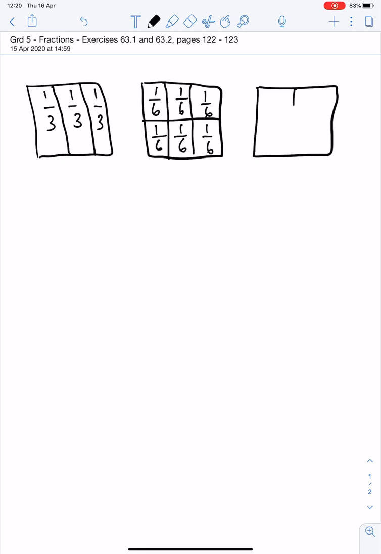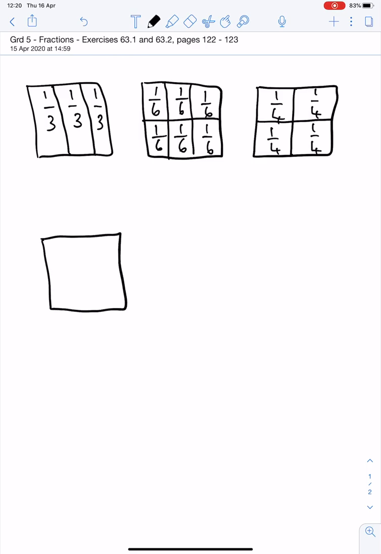And the last one is divided into 4 equal parts. So we have 1 out of 4, 1 out of 4, 1 out of 4, and 1 out of 4. Now, most of these diagrams wouldn't help the children to share the sandwiches equally between them. So how would we do that?